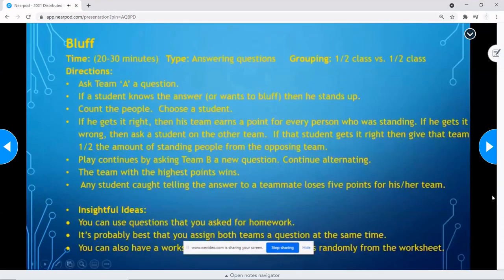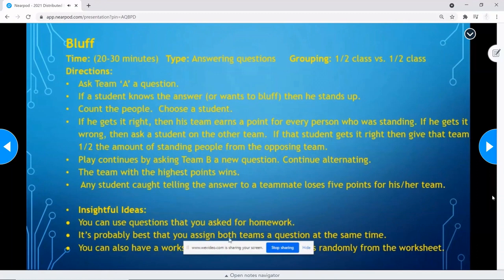The next game is Bluff. It's where you have half the class compete against the other half of the class. You're going to simply ask Team A a question. Students will stand up if they know the answer. I, as a teacher, will choose one student. If they get it right, then Team A gets as many points as the people standing. So it's called Bluff simply because people can stand up when they don't know the answer, aka bluffing.